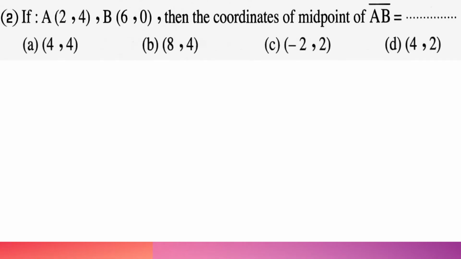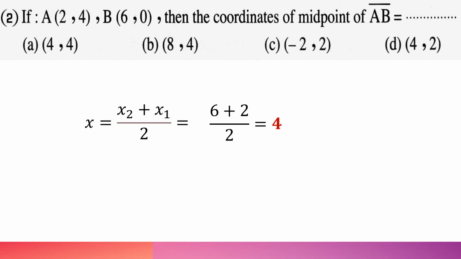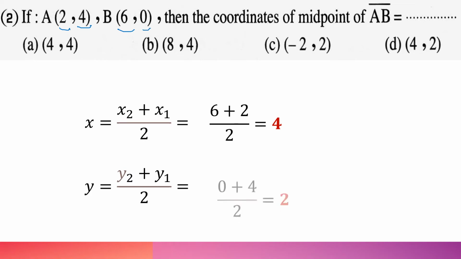Question 2, choose: if point A is 2 and 4, point B is 6 and 0, then the coordinates of the midpoint of AB. Surely we memorized the rules to find the x coordinate of the midpoint. The rule says x2 plus x1 over 2. Let's substitute. So it is 6 plus 2 over 2. I have here 2 and I have here 6 equals 8 over 2 gives 4. So the x coordinate of the midpoint is 4. To find the y coordinate, I put y2 plus y1 over 2. Here is the y coordinate 4 plus 0, which gives 4 over 2, which gives finally 2. So the point is 4 and 2.